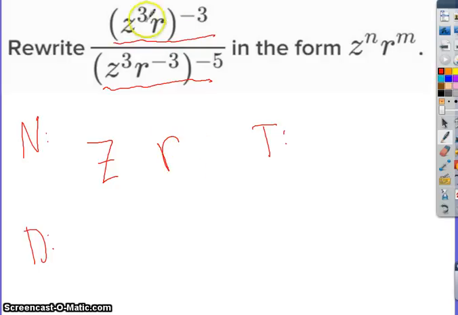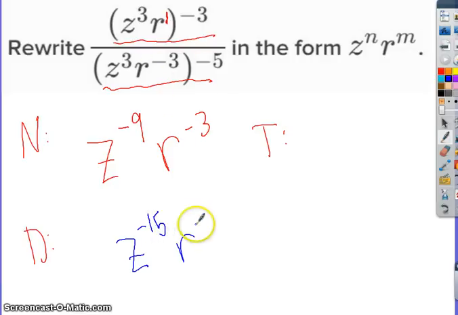And now I'm going to multiply. 3 times negative 3 for the z is negative 9, and then put a 1 here on the r if you need to. 1 times negative 3 is negative 3 on the r. And now I'm going to do the d for the denominator. Z and r are the two bases that I see in this expression. 3 times negative 5 is negative 15. And negative 3 times negative 5 is positive. 3 times 5 is 15.